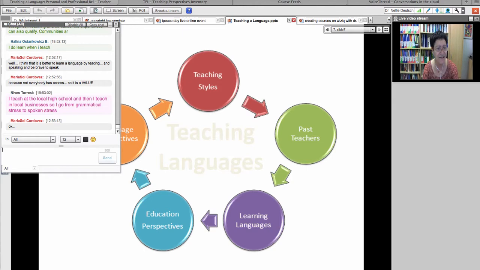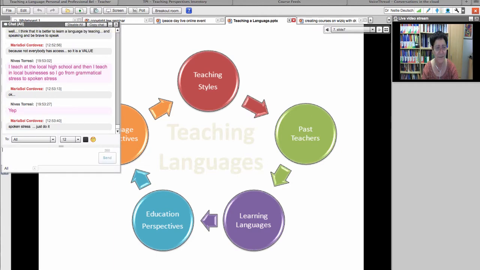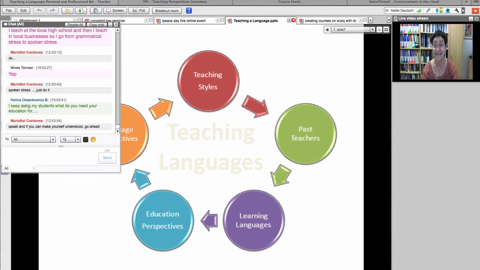Neve said, "Look, it's good that I teach at a local business, so I go from grammatical stresses." I like when you say grammatical stress because there is a lot of stress in many ways, even spoken stress. It's interesting. Stress has a few meanings, especially these days. So yes, speech could be very stressful. That's a good question.